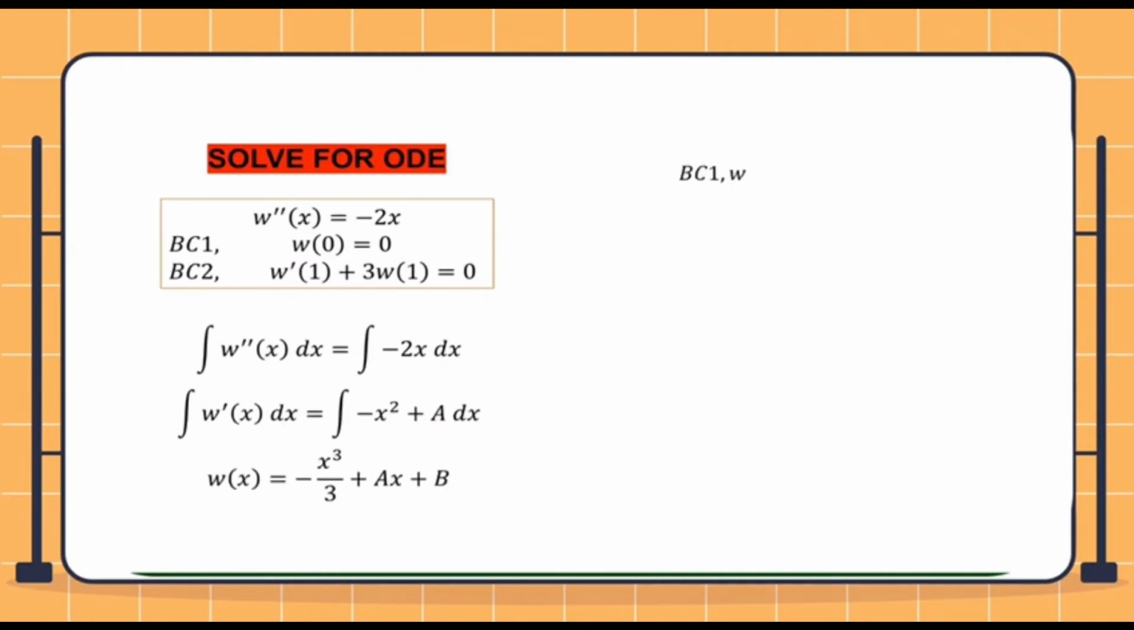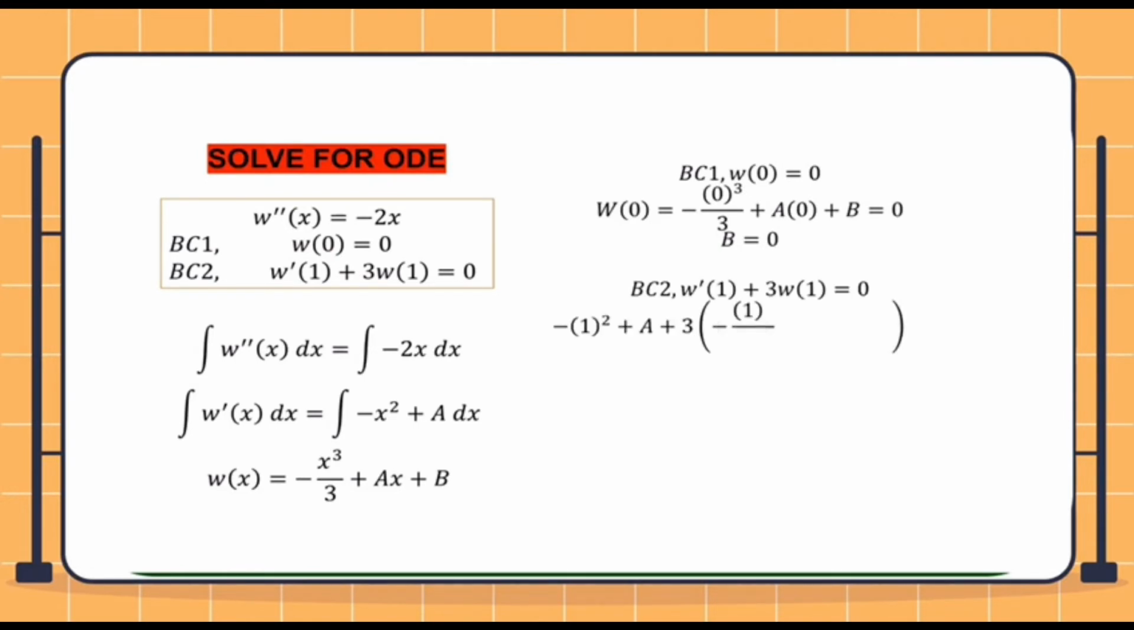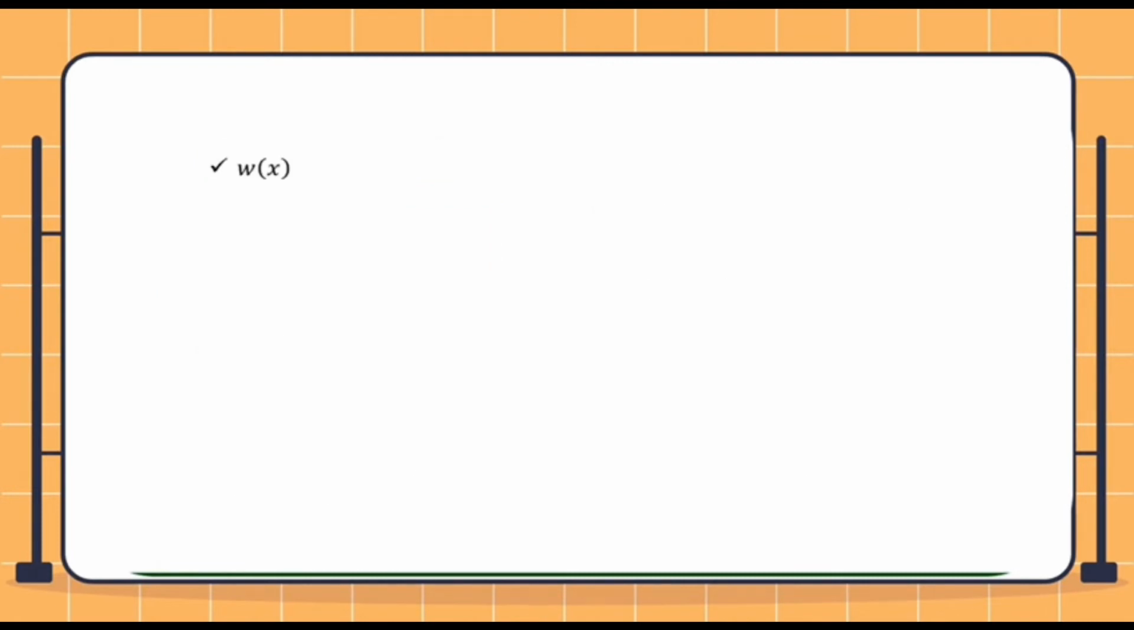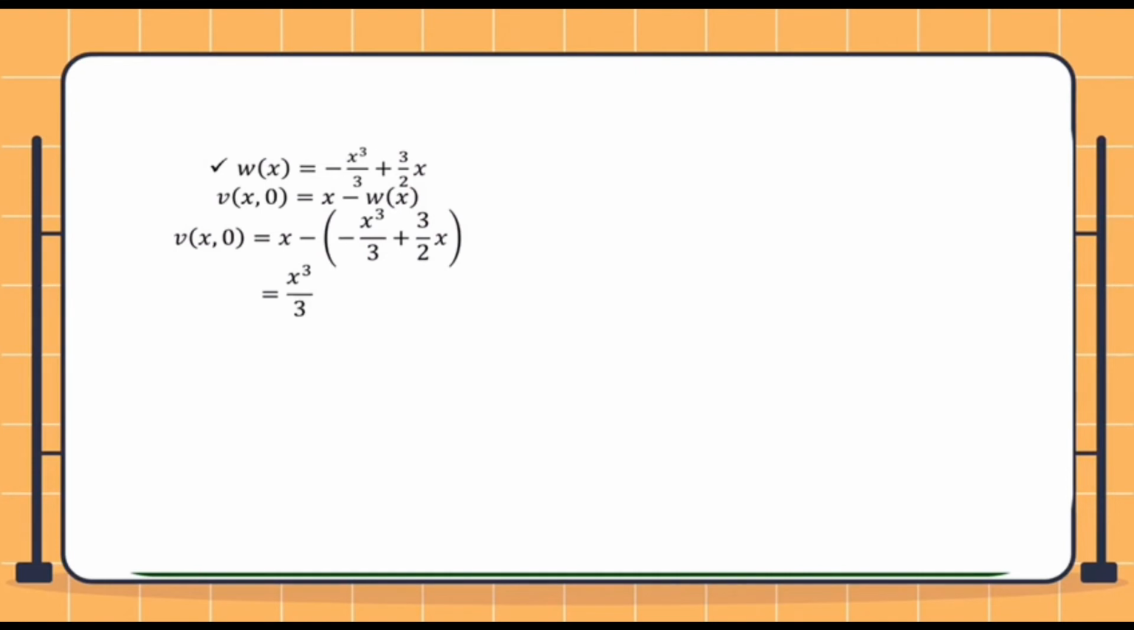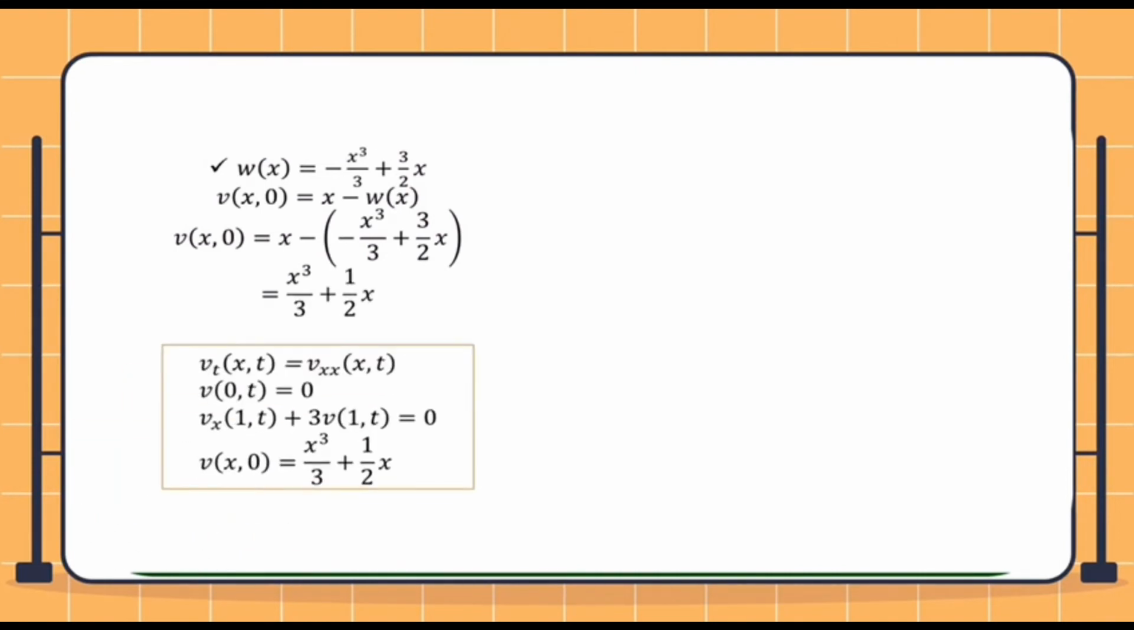Once w_x is well defined, boundary conditions 1 and 2 are substituted into the equation to find the values of constant A and constant B. At the end, w(x) is equal to negative x cubed over 3 plus 1 over 2 x. Okay, since we already have w(x), we can now turn to the initial condition in the PDE model, which is v(x,0) equal to x minus w(x), by replacing w(x) with the answer that we got previously. Given that the new PDE is now homogeneous, we can proceed with our working in finding u(x,t) by solving the new PDE by finding v(x,t).